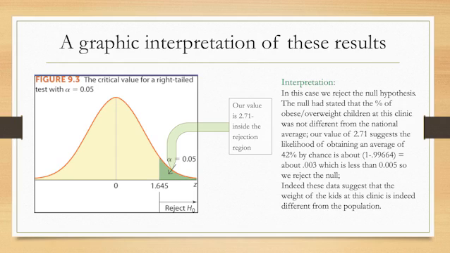So we could say that indeed these data suggest that the weight of kids at this clinic is indeed different from the population. Now we can't say all kids are obese or we proved anything. All we can say is that the kids in this clinic are different than the whole population.